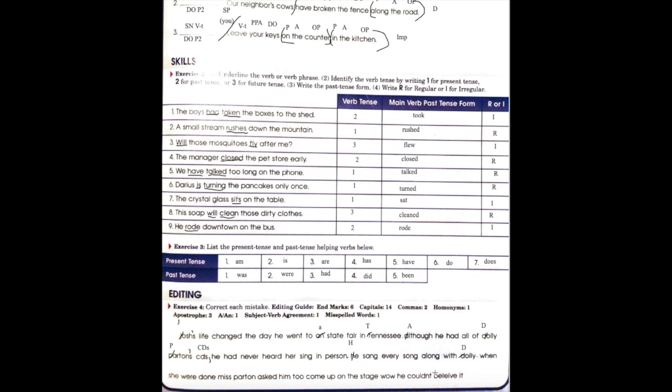When she were done, that doesn't sound right. Let's capitalize the first word of the sentence. When she was done, subject verb agreement. She is singular, so we need a singular verb. The singular verb is was, not were. She was done. When she was done, comma.